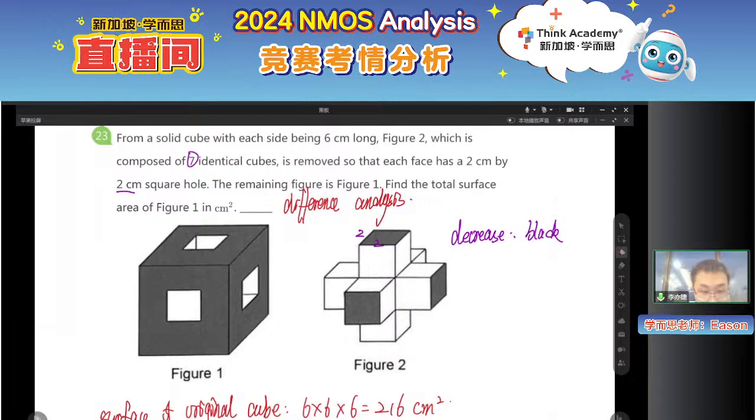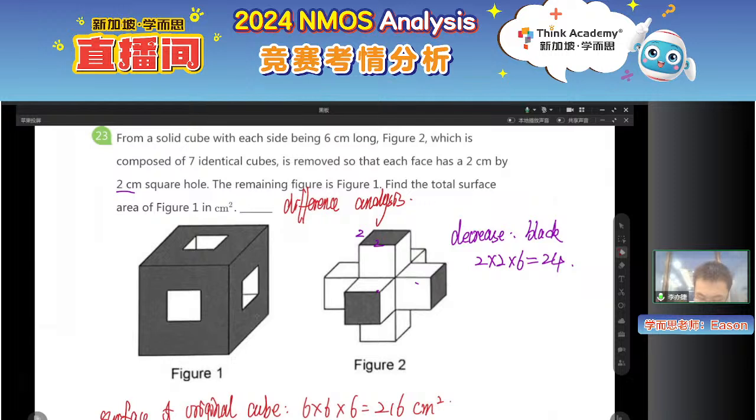Why is 7 here? So where did 7 come from? Figure 2 is composed of, oh yeah, I know, the 7 meaning that this is 1, 2, 3, 4, 5, 6, 7, yeah, never mind. So the decreasing area is 2 times 2 times 6, which is 24.